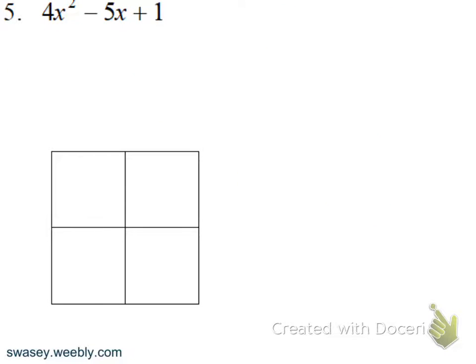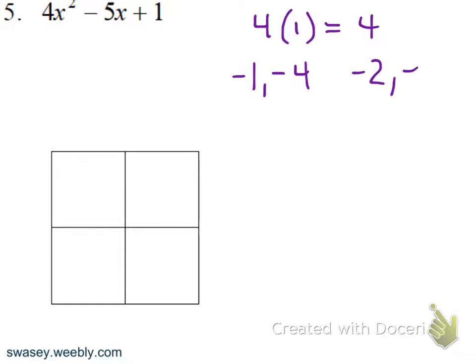GCF's 1. A times C, 4 times 1 is 4. Multiply to get 4. So they're going to be the same signs. When they add, they get negative 5, so they have to both be negative. Pair that adds up to negative 5 is the negative 1 and negative 4. Split the middle.